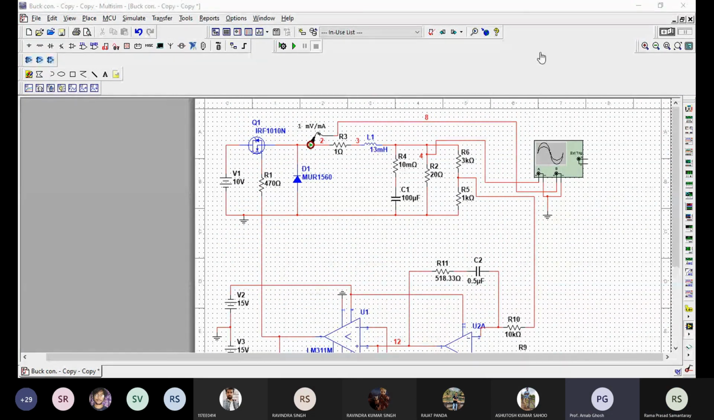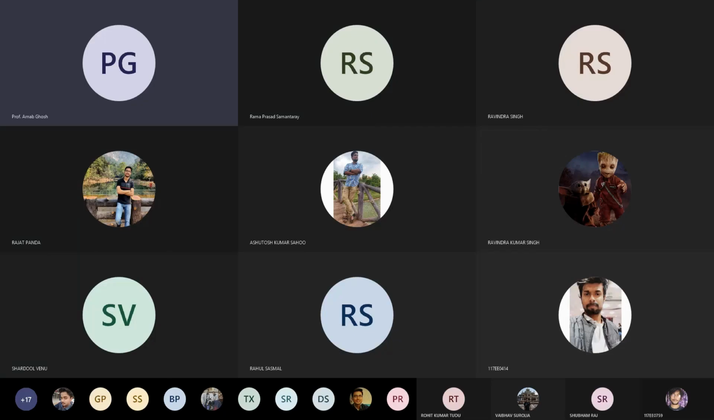The buck converter simulation has been simulated by sir. The next portion, the boost converter simulation, you will do in your hostel. So both the simulations you will do in your hostel. Okay. So thank you. So today our attendance is taken.